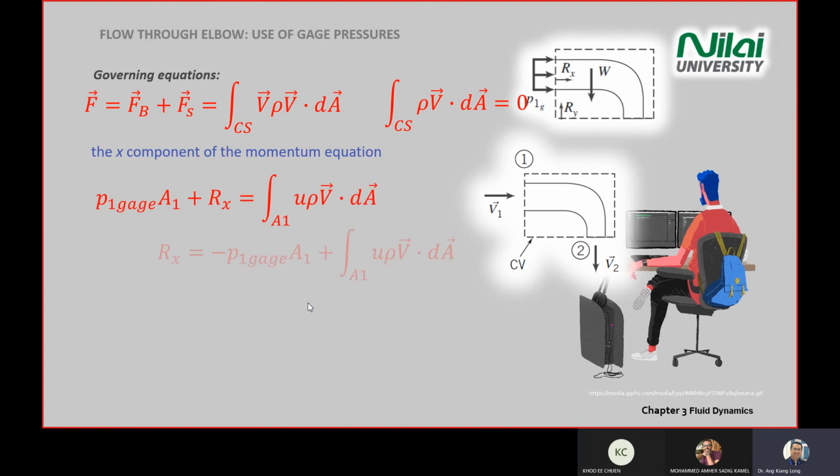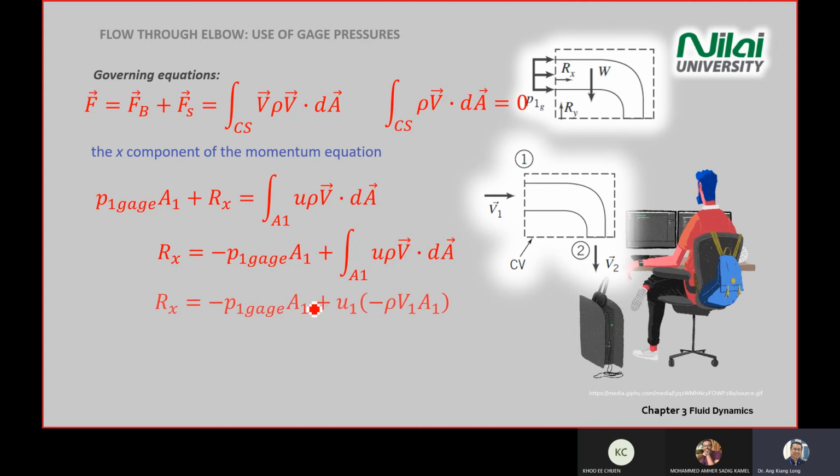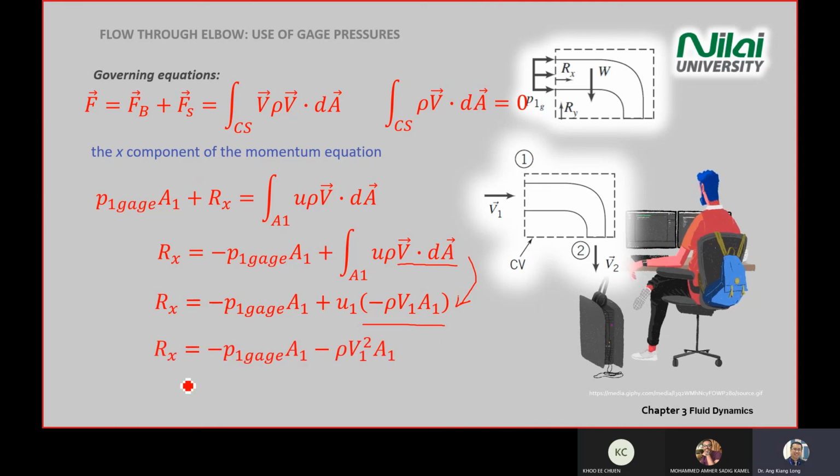Then the next step is the simplification. Because we're interested in finding Rx, you write the equation and further simplify the integration part. I think you can understand why this one becomes negative when you move from this step to these steps. Then you have the final equation, like what you see on the screen here. Rx equals negative P gauge times the area at section 1, minus rho V squared A1, because you know that your U1 equals the V1 component here. So you have rho V1 squared A1.